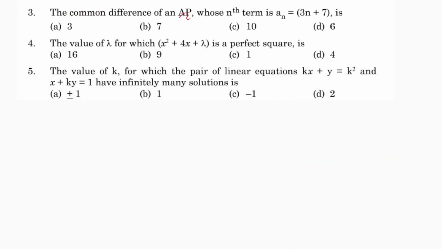The common difference of an AP whose nth term is an equals 3n plus 7. Directly you can answer: the common difference is the coefficient of n, which is 3. So the correct option is A.